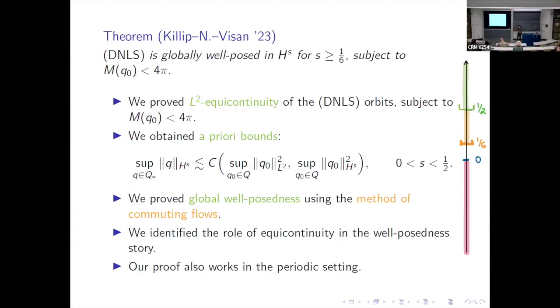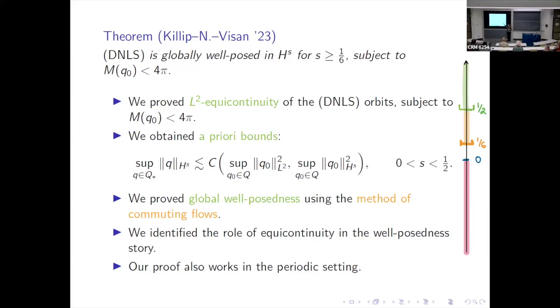Okay. So in our first go at the problem with Rowan Killip and Monica Visan, we were able to prove global well-posedness in H^s for s greater or equal to 1/6, but still assuming that the mass has to be less than 4 pi. So we were able to bridge this gap a little bit down to 1/6, but still with some assumption on the L2 norm. So there we proved an equicontinuity result, again, subject to this mass assumption. We proved a priori bounds using this equicontinuity result. Then we used that to prove global well-posedness using the method of commuting flows that hopefully we'll get a chance to briefly show you later. And importantly, we identified the role that equicontinuity plays in the well-posedness theory here.